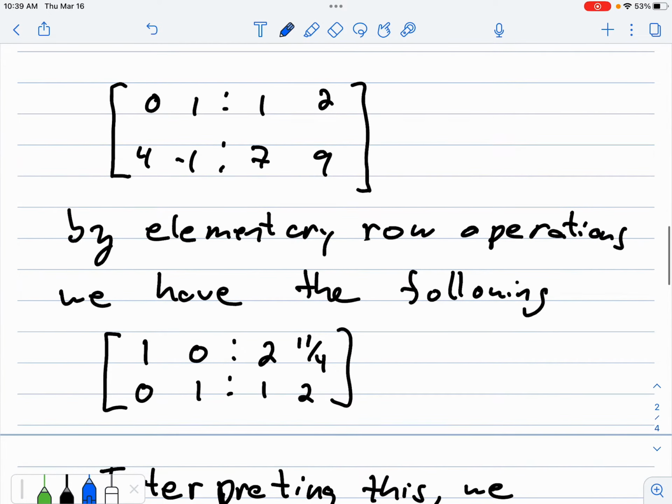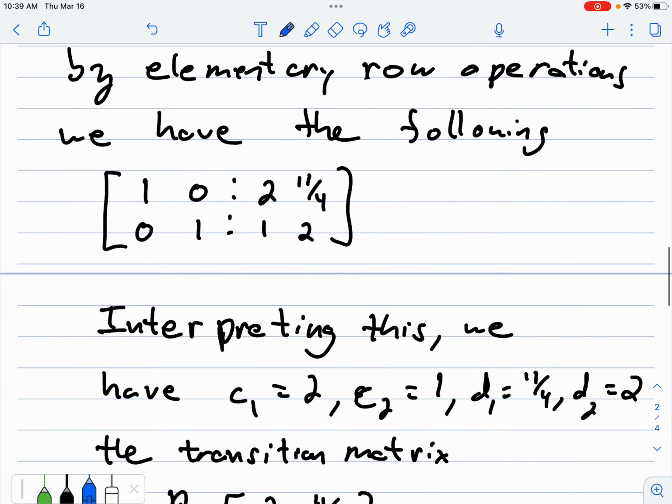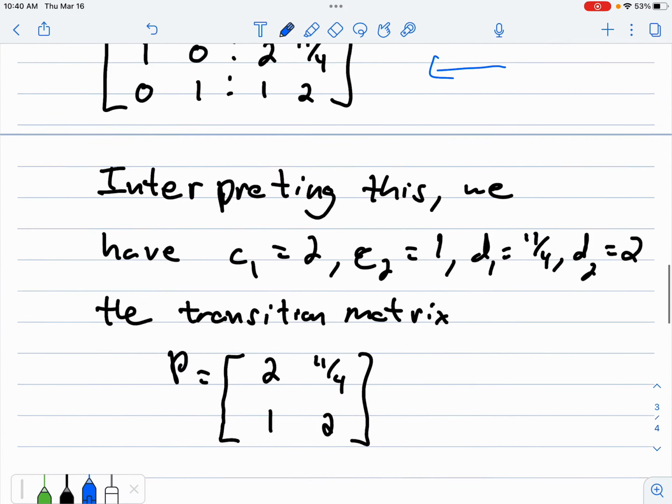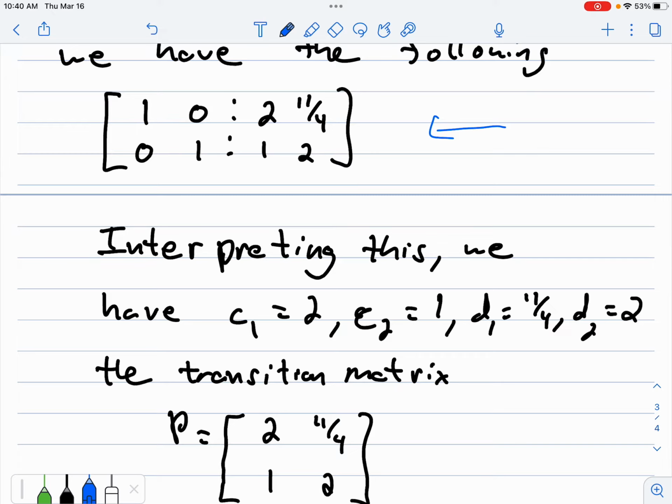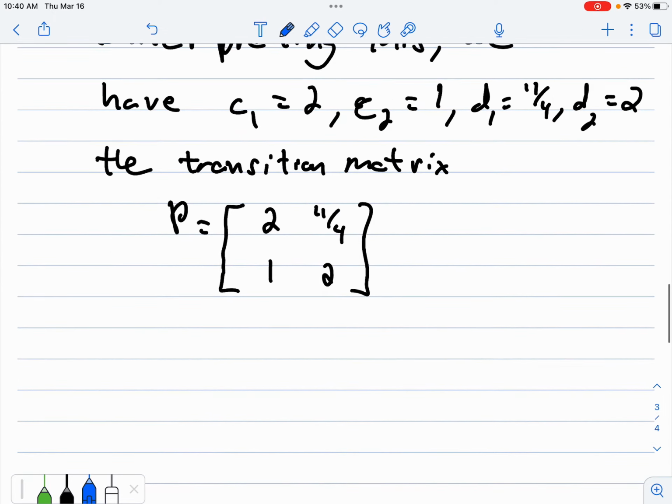So if you do the elementary row operations, you get the following matrix right here. And if you interpret this, what this would mean is that C1 would equal 2, C2 would equal 1, D1 equals 11/4, and D2 equals 2. And our transition matrix is pretty much what you see over here. Usually the name for that is P.